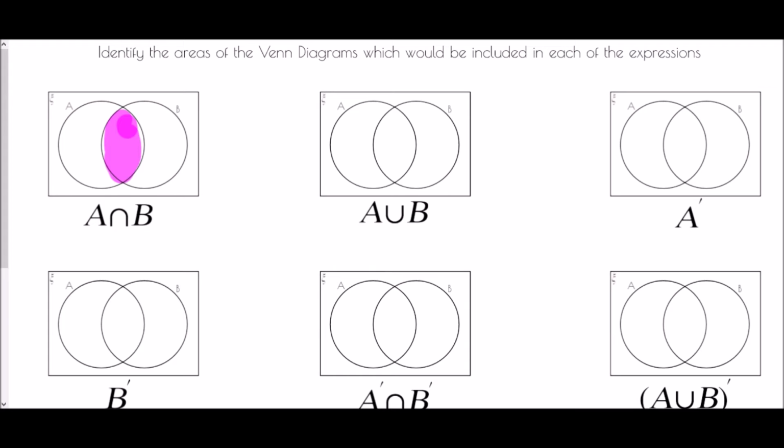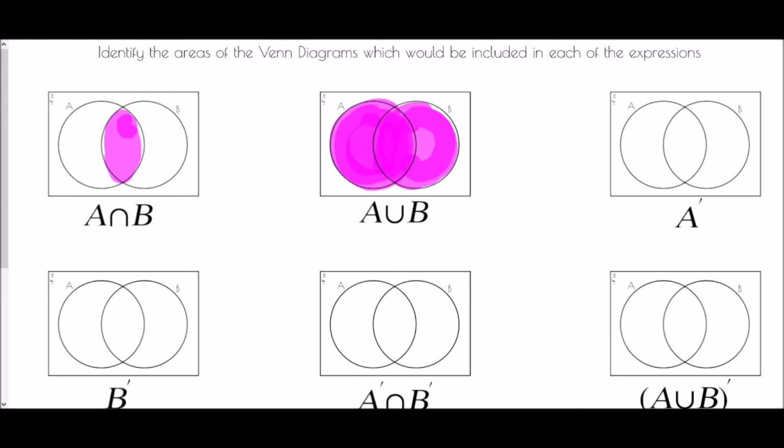In the next one, if I'm looking for A or B, that means it can be in A, which would be here, or it could be in B, which would be here. What that actually means is we include the overlap as well as everything which is in the A circle and the B circle.